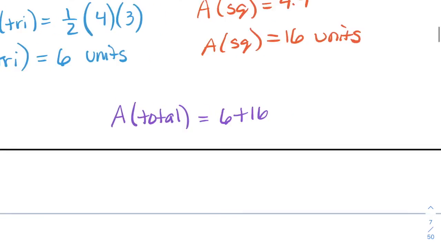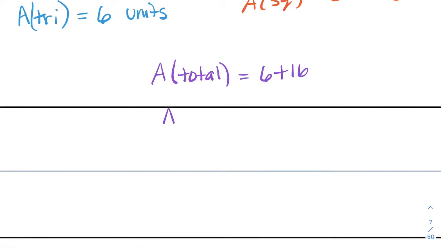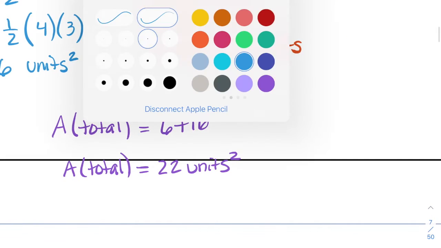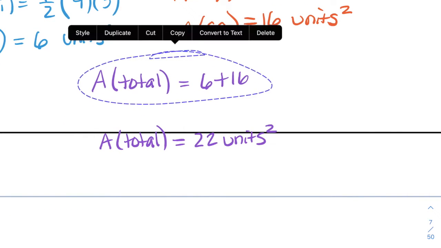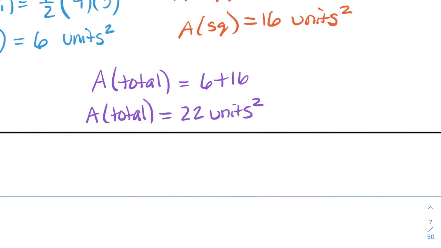I'm going to write it one more time. So area total equals 22 units squared. Let me fix my units. That's supposed to be units squared. That one's supposed to be units squared. And then I'm doing 6 and 16 units squared. And there we go.